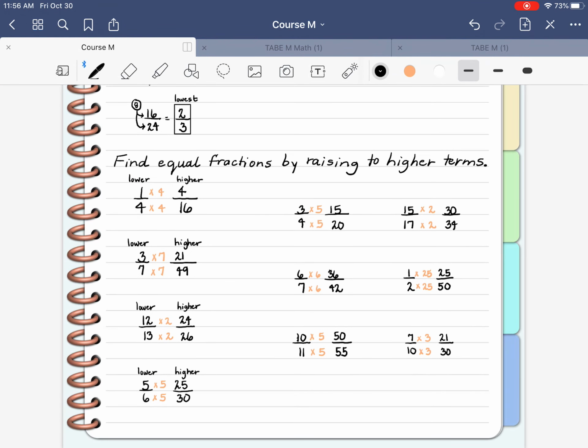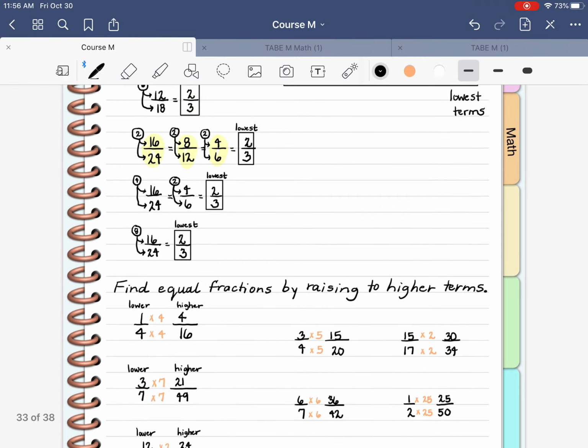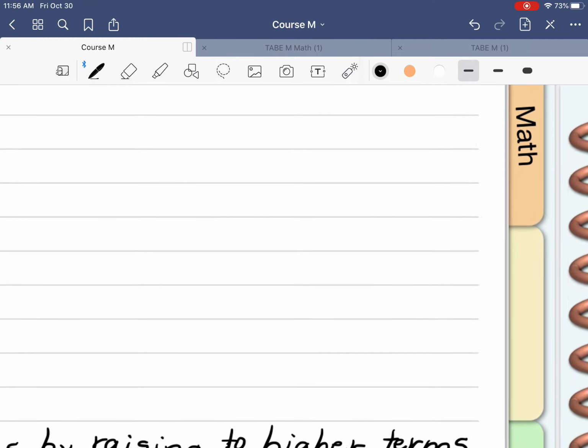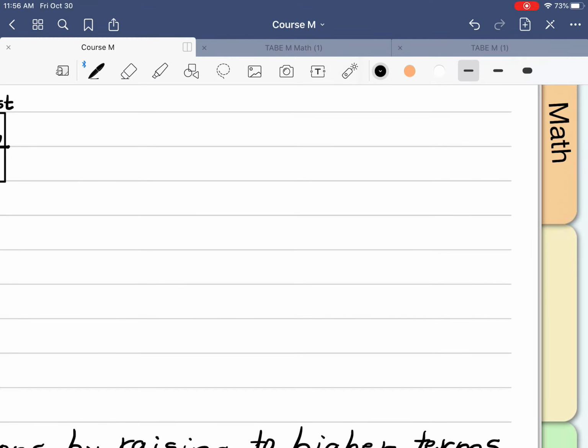So there's practice raising to higher terms. And let's do just a few more up here of breaking down using division. So we start with maybe 5/25, and we're going to break that down to lowest terms. So 5 into 5 is 1. 5 into 25 is 5. Maybe 8/48.